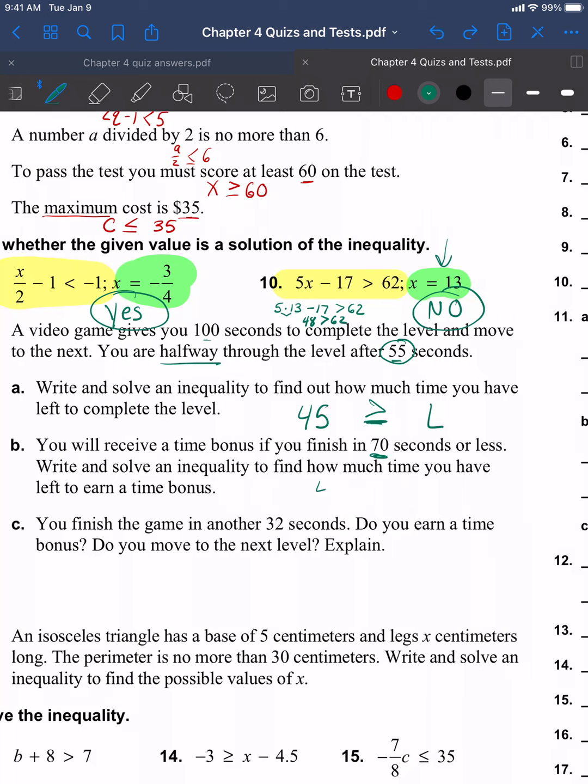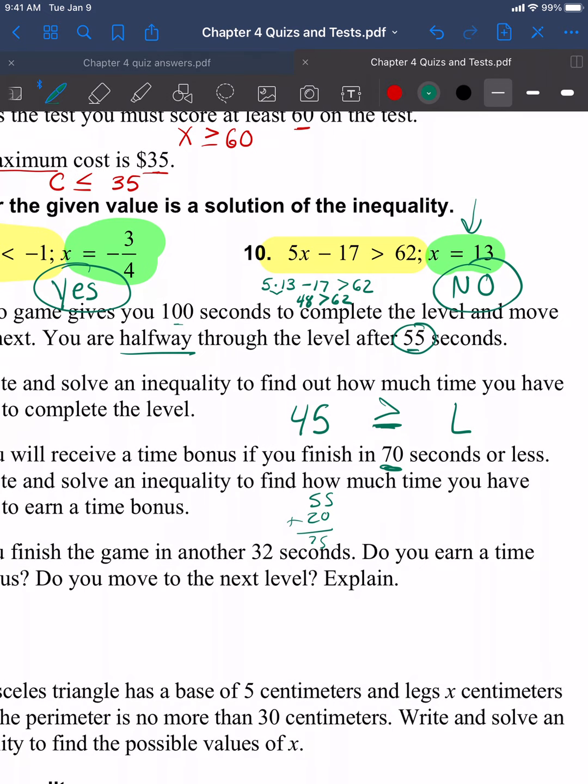Which one were you thinking, Jude? 20 seconds? Yeah. So if I finish the next half in 20 seconds, how much time would that have been? That would have been 55 plus 20? Yeah. What's 55 plus 20? 70. Would I get my time bonus? No, but we're getting closer. It'd be 20. 20? Yeah. We just did 20 right here.